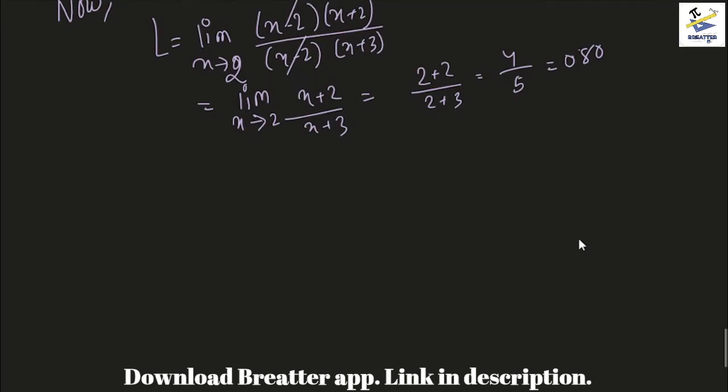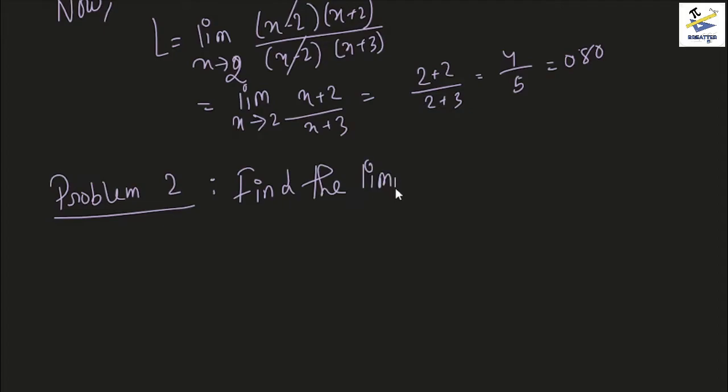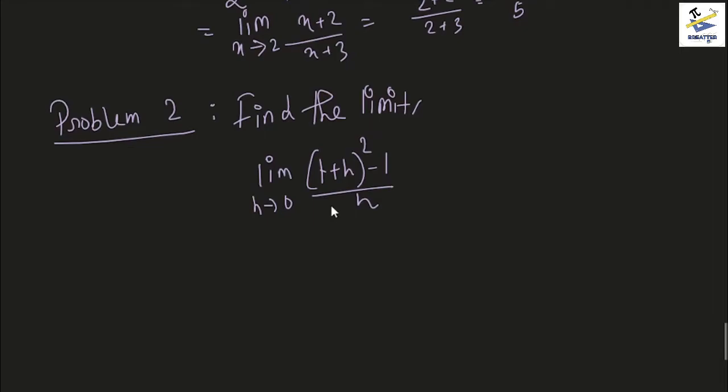I hope this was clearly understandable. Problem 2. The problem 2 is something like this. Find the limit as h tends to 0 of (1 plus h) whole square minus 1, whole divided by h.